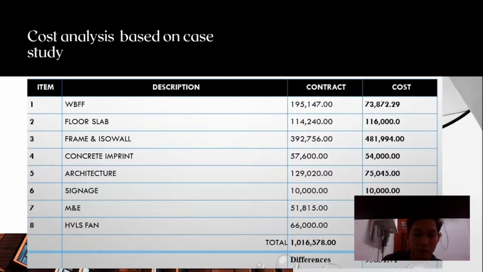And number 7, for M&E, the contract is 51,000, while the real cost is 67,000. And for number 8, heating, ventilation and lighting system, fans, contract cost is 66,000, while the real cost is 42,000. And in total, the contract is 1 million plus, and then the cost is 920,000, and the difference between them is 95,000.